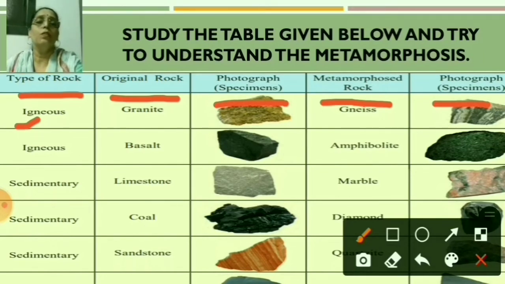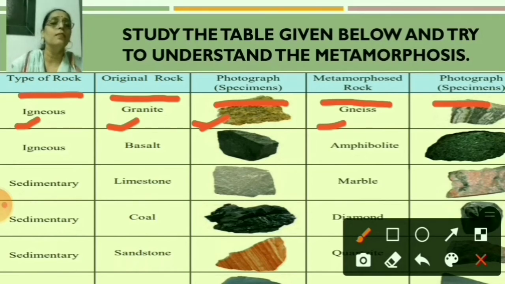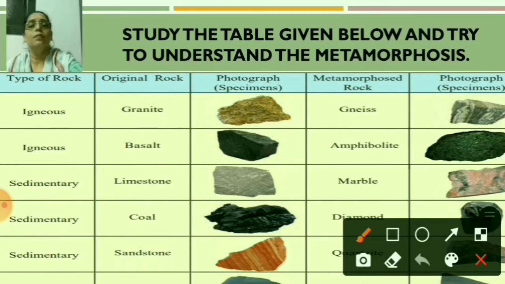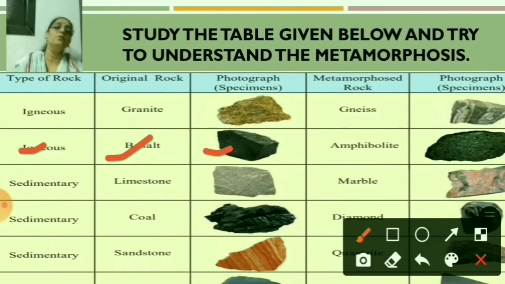Igneous rock, the original rock is granite. See the photograph is given here. Then metamorphosed rock of igneous rock is gneiss. This is the photograph of gneiss. Now the next type is again igneous rock. Original rock is basalt. See the photograph. This is the photograph of basalt.